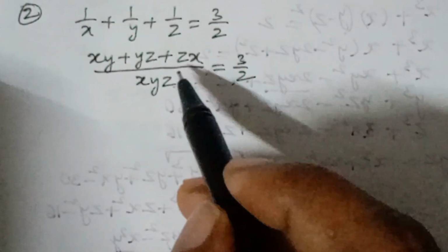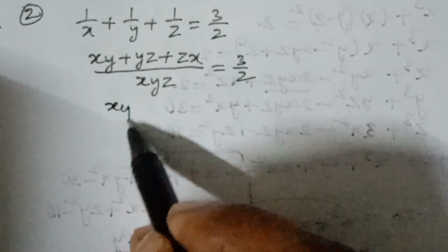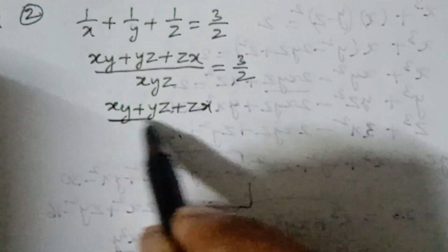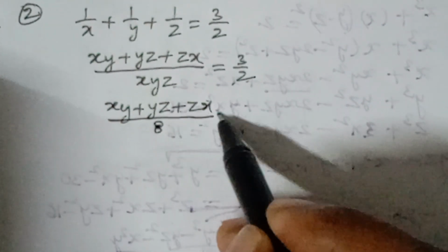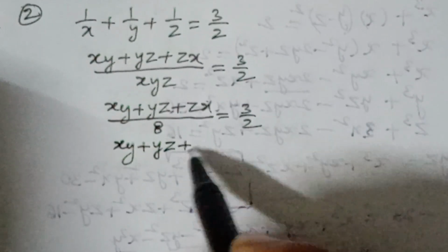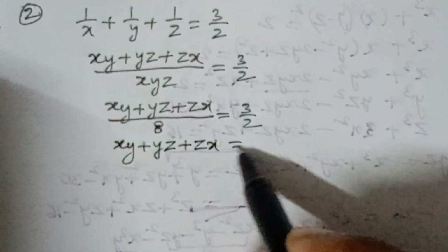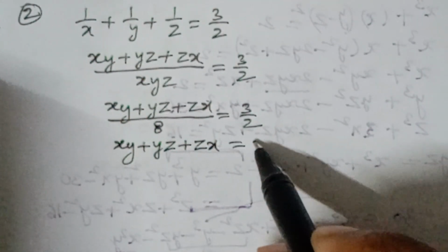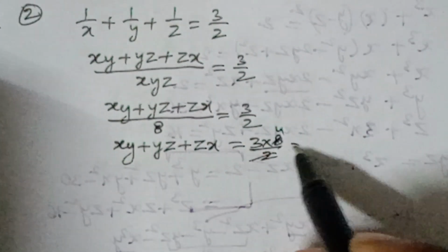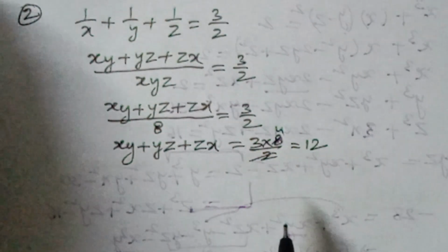Here the value of xyz is 8. So (xy + yz + zx)/8 = 3/2, which means xy + yz + zx = 3 × 8 / 2. So here you are getting 12.